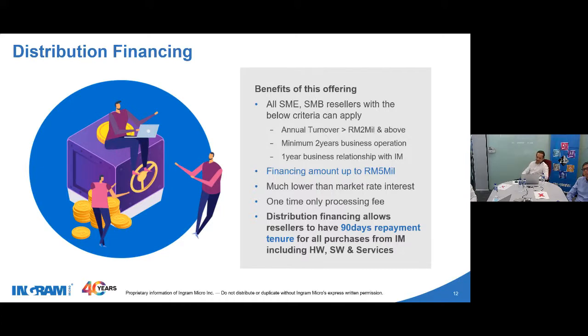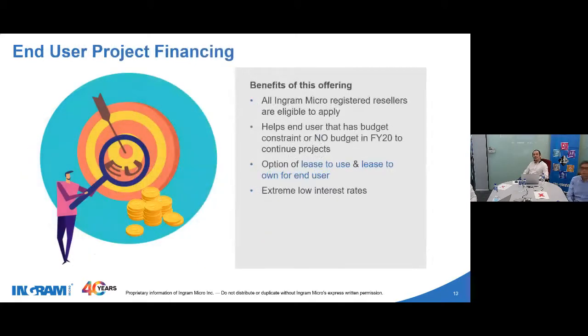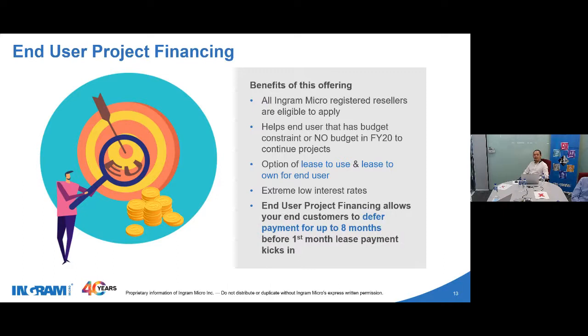Business continuity is there. Last but not least, we also introduced the end user project financing, where we take into consideration that some customers may have concerns about their budgets. They may want to look into OPEX instead of CAPEX spending. A lot of them are tightening their pockets because there's a lot of uncertainty in the market. So what we did with the end user financing is come up with a leasing program, whether it's lease to own or lease to use. I believe all of you are very familiar. But with Ingram, we are able to do an 8 months deferment before the first payment kicks in.